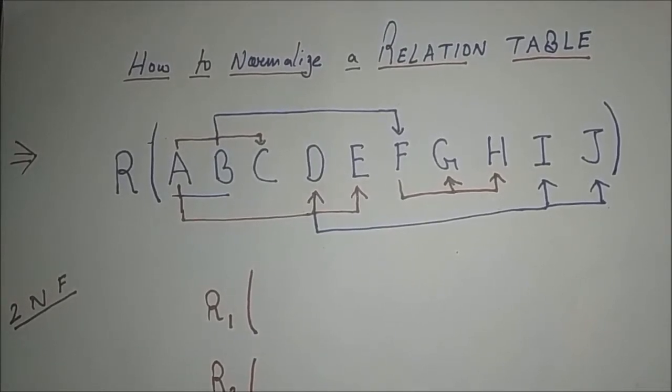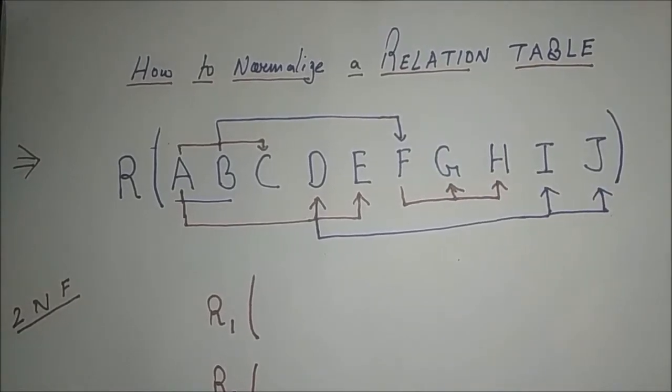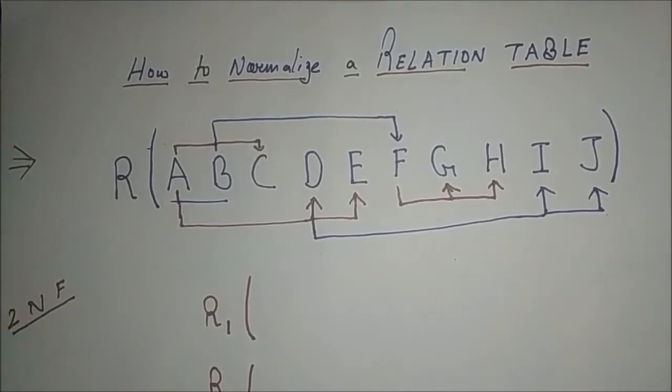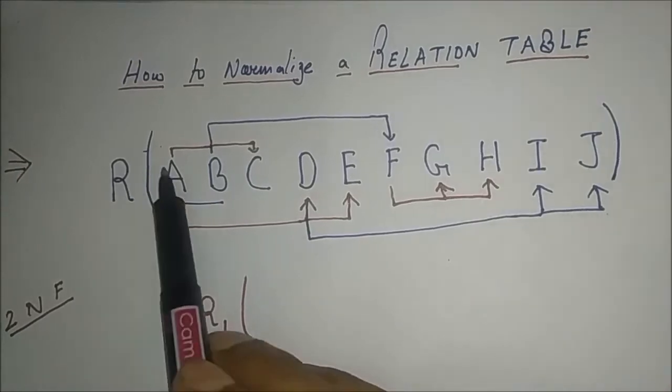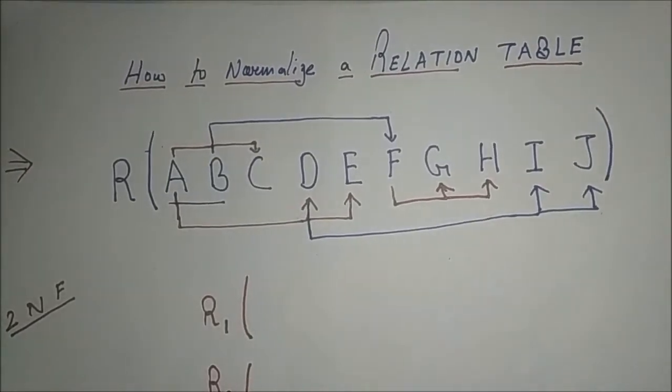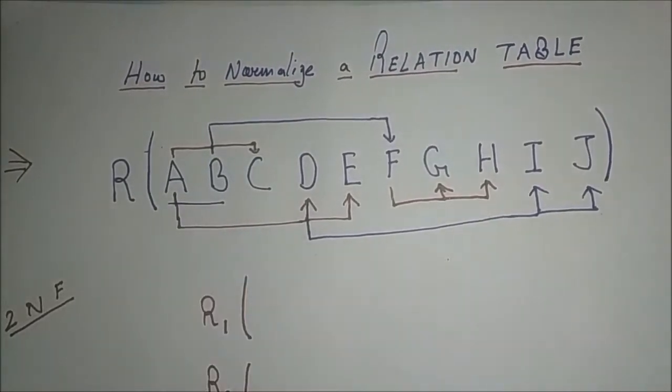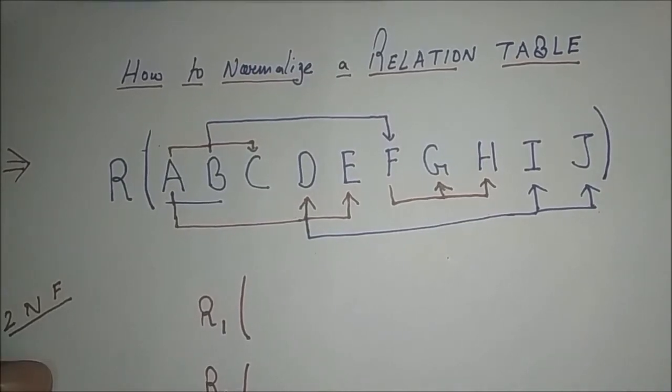So in this video I'll discuss how to normalize a relation table. Okay, so this is the given relation and these are the given dependencies. I have marked them with arrows. See here, I've underlined AB. AB is the candidate key. AB is the given candidate key in this given relation.